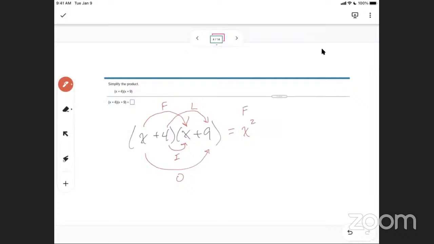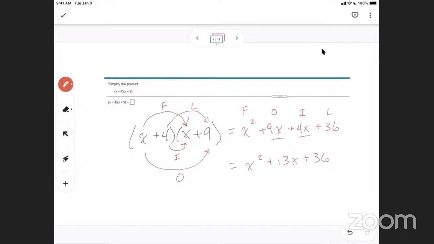What's your outside? x times 9, so 9x. What's your inside? 4 times x, so 4x. Plus 36. Yeah, I knew what you meant. There's your FOIL. And then what can I do to simplify that? Is there anything I can do? Combine the like terms, 9x plus 4x, which is 15x. Good. So x squared plus 15x plus 36, and that's the end of the answer, right? Yep, that's it. Can't simplify it anymore.